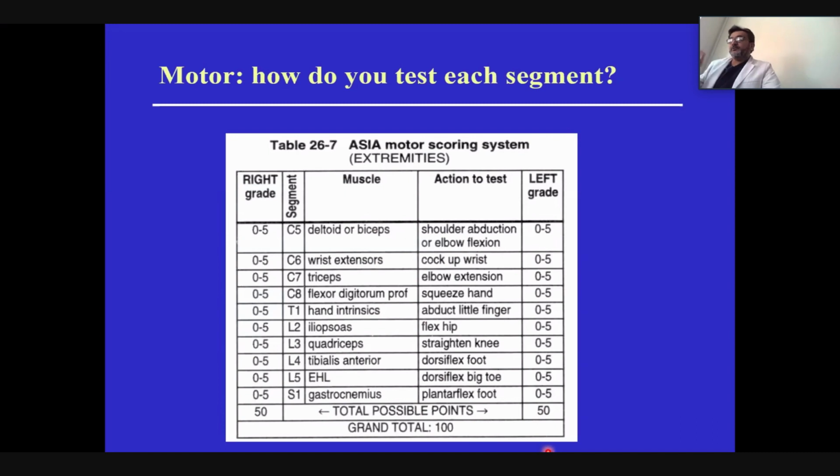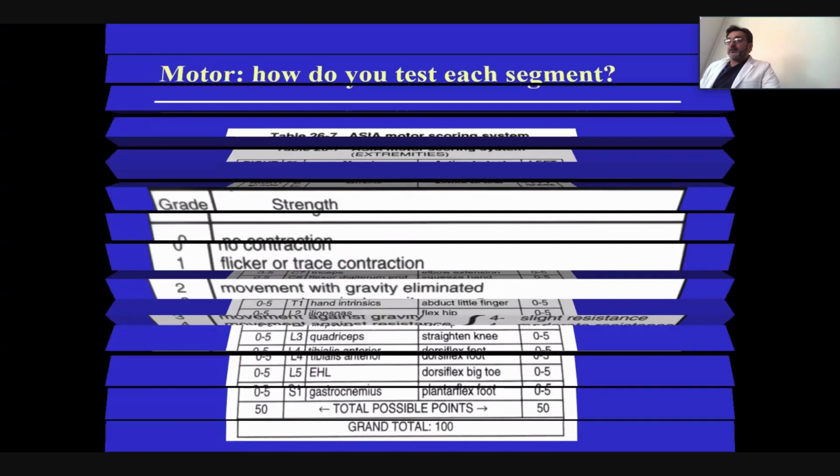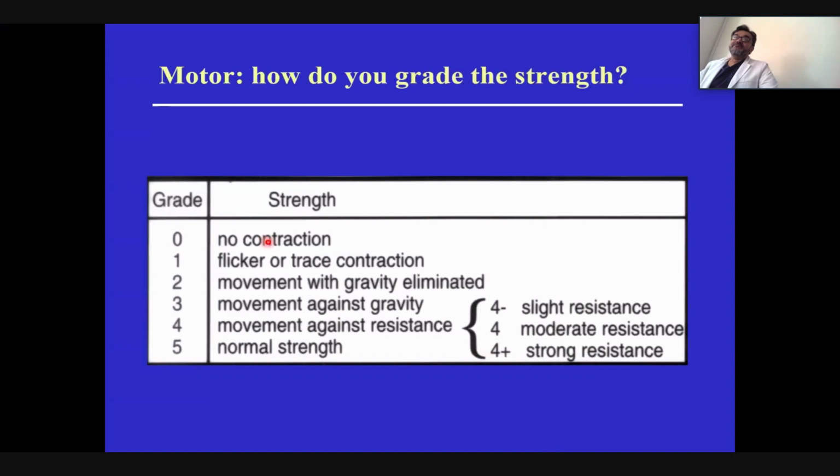So by just testing different muscles, you can easily identify which segment of the spinal cord is involved, because you would find weakness and you can grade this muscle strength from 0 to 5. How do you grade them? If there is no contraction, 0. If there is a flicker of contraction in these muscles, it is 1. If there is movement with gravity eliminated, that means if you put the hand under your elbow and then start to flex, you are removing the gravity, so that is strength 2.